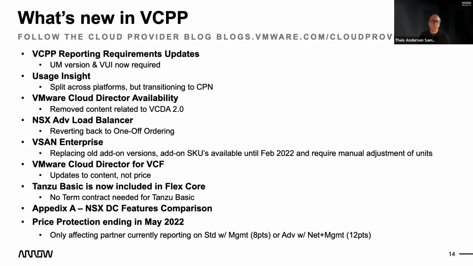Also, we have the Cloud Director Availability. Some content related to the old version 2 has been removed. The advanced load balancer, known as the AVI load balancer feature, had been a one-off license request thing. Then it became an on-demand licensing or self-service kind of thing. Now it's reverting back to the one-off, so you need to go through an ordering process to get the license for the advanced load balancer. But this is more of an administrative thing than anything else.